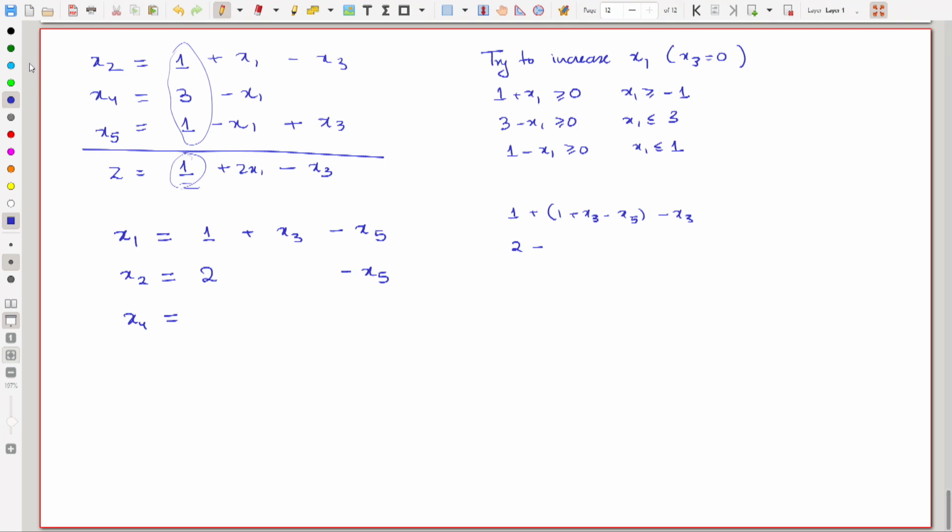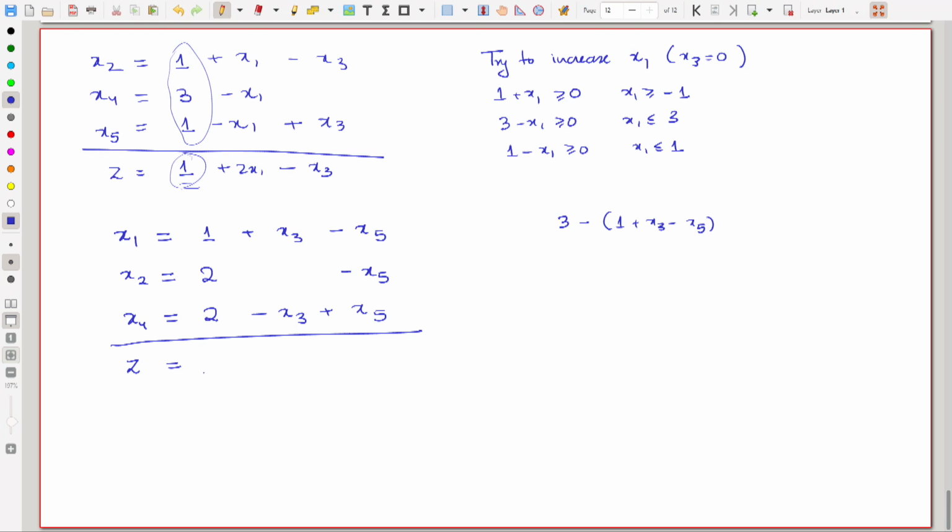And this I was just hoping, I hope I have done this correctly, and then the last x4. So, x4 is 3 minus x1, but I have a value for x1. So, it is 3 minus 1 plus x3 minus x5, which is 2 minus x3 plus x5, right. And the objective function also needs to be rewritten.